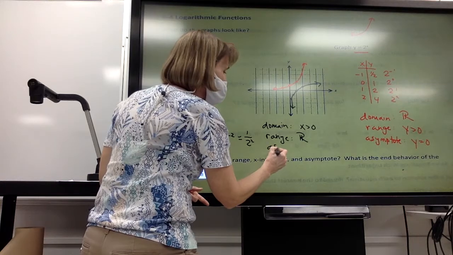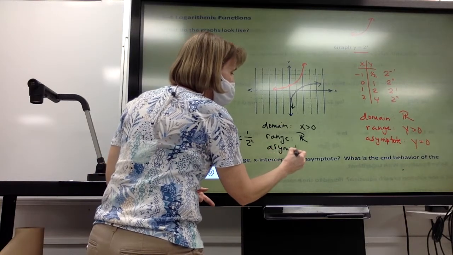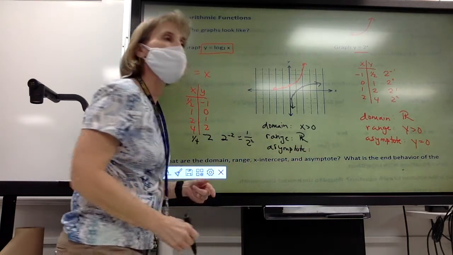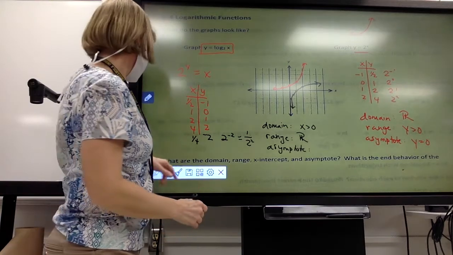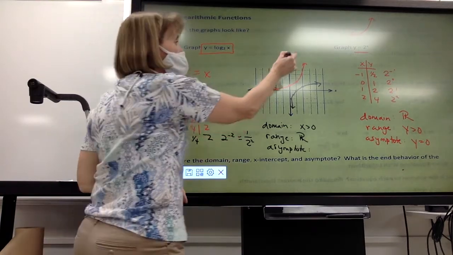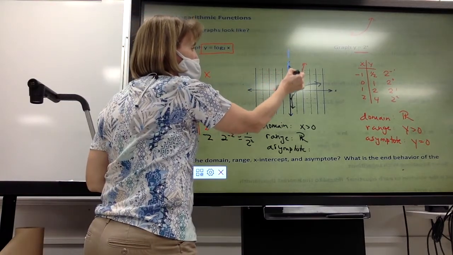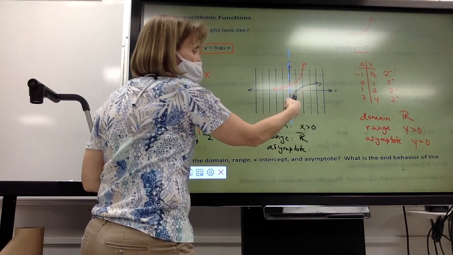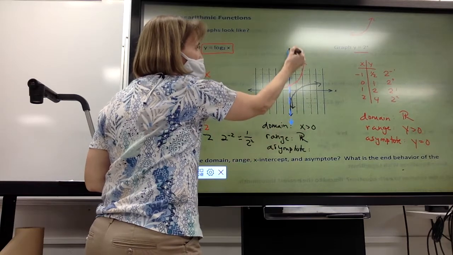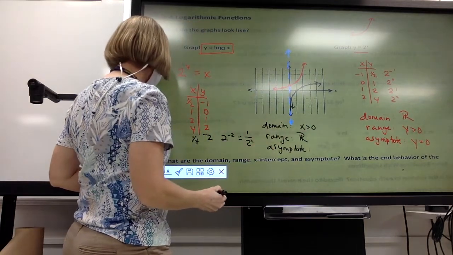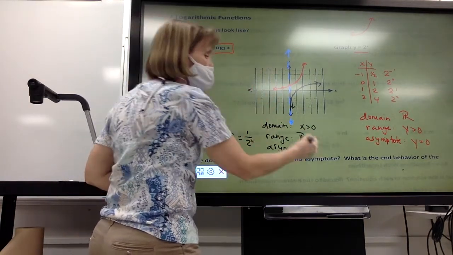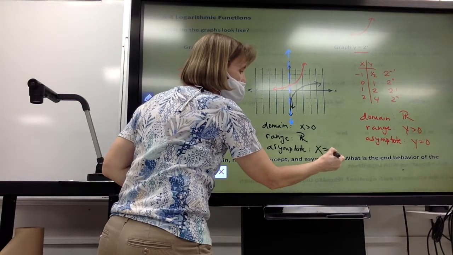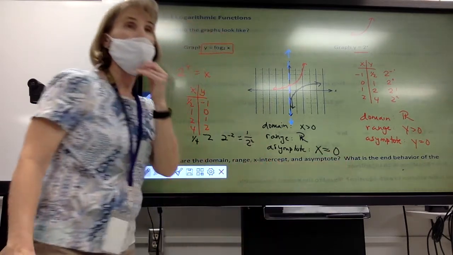And now the asymptote. Where is the asymptote now located? X. Yeah, it's now going this way, right? It's now a vertical line. This is going to get closer and closer to that blue line, but it's not going to touch it. So because it's vertical, I now have to say the asymptote is x equals, in this case, 0.